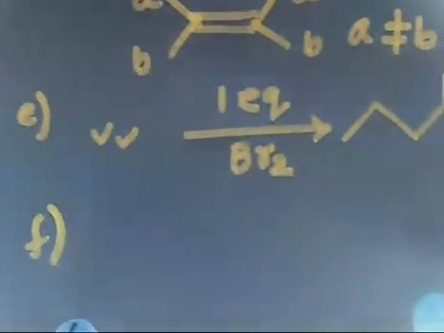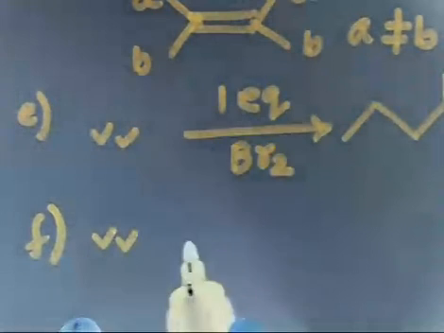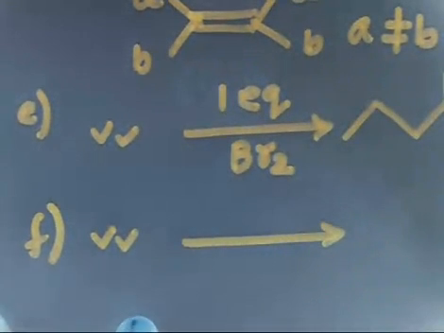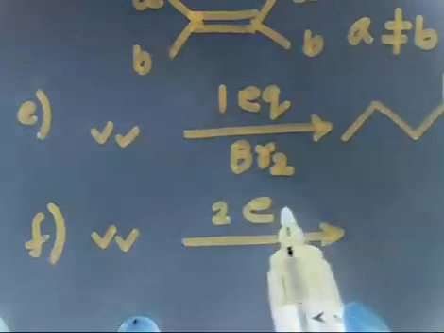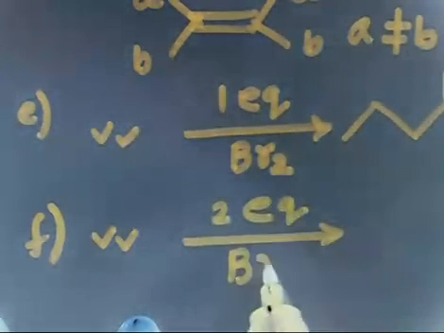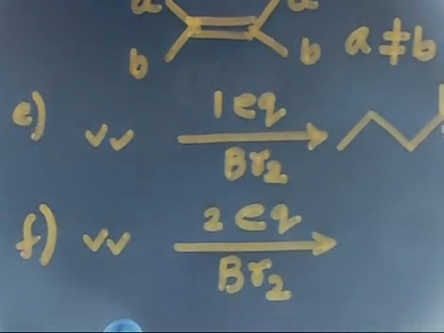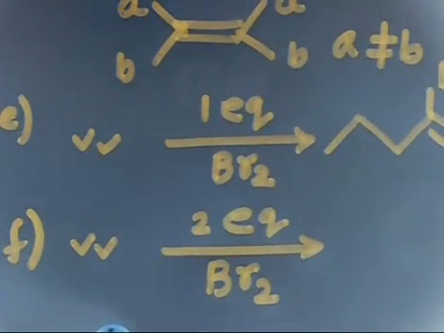What will be the product? The same reactant I am using, and the reagent this time is 2 equivalents of bromine. This time I am using 2 equivalents of Br2. What will be the product? Everybody knows the answer. Is there a need to write or not?